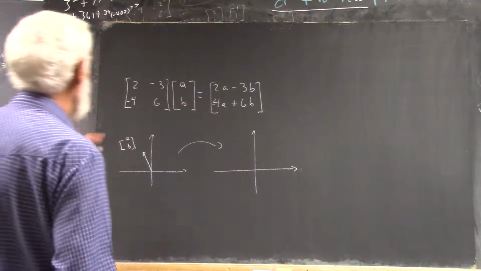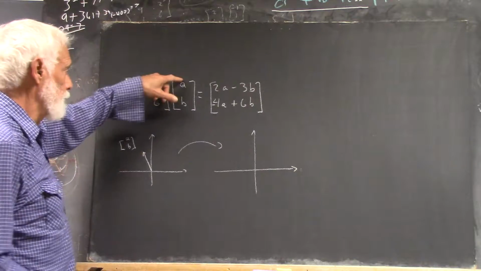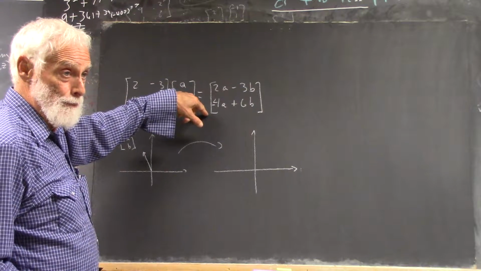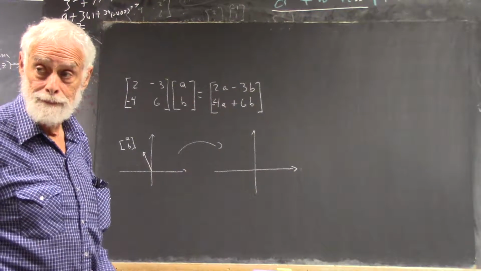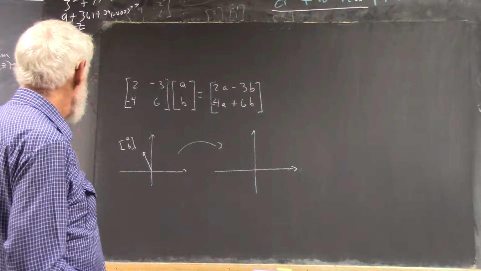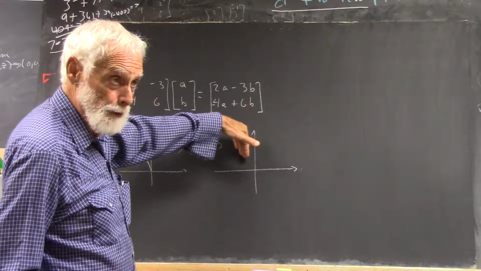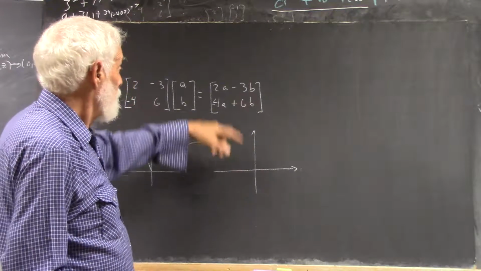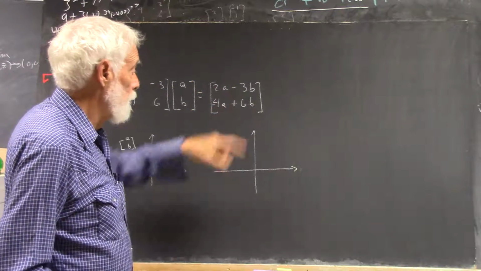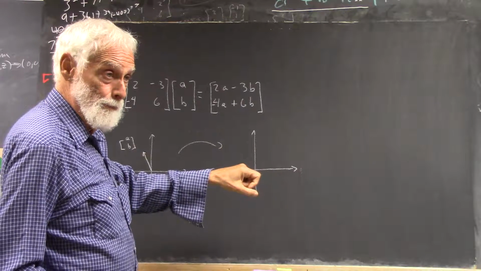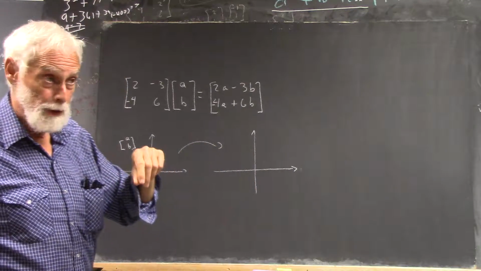Okay, so if we multiply 2, -3, -4, 6 by AB, we get this. So if AB is a vector, it goes over here someplace. So your 2A minus 3B, negative 4A plus 6B is over here.